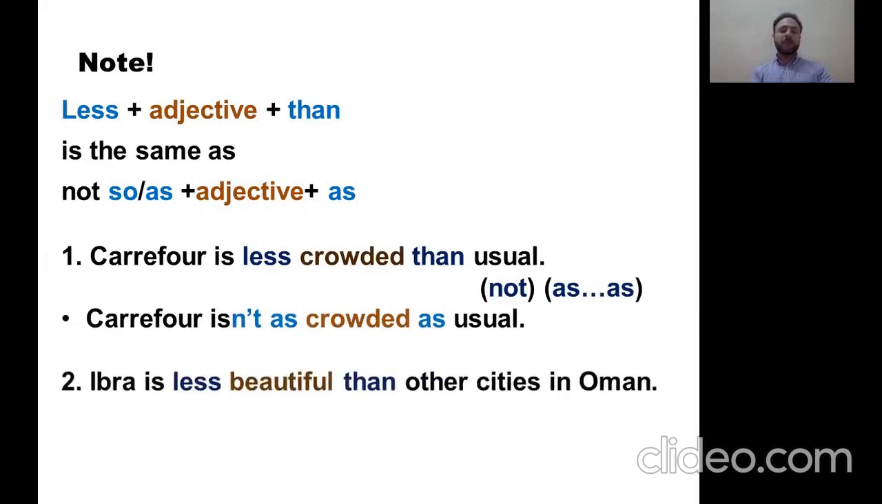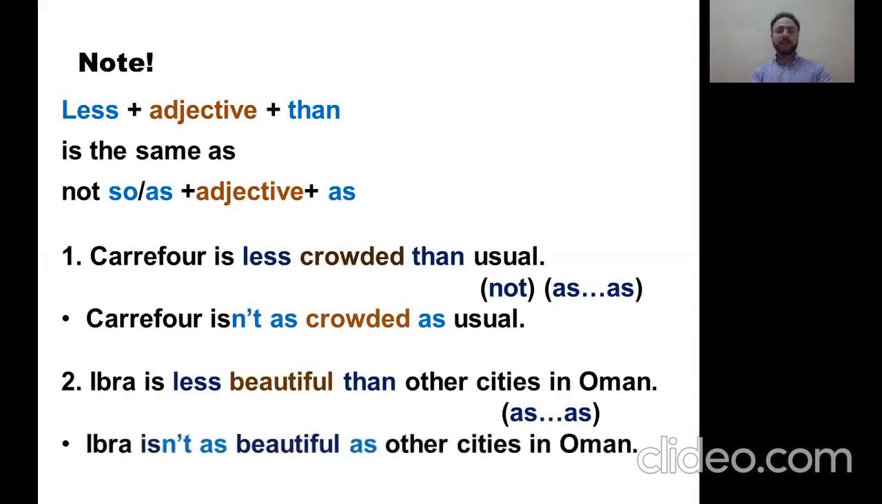Number 2, Ibra is less beautiful than other cities in Oman. Use as. Of course, we come with not as. As we mentioned before, not as is the same as less plus adjective plus than. So Ibra isn't as beautiful as other cities in Oman.